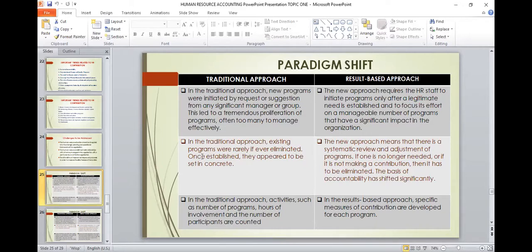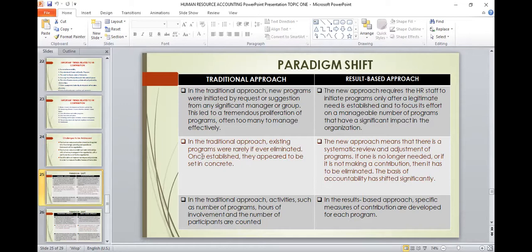In the traditional approach, we are told that programs were just initiated by request, by suggestions. This ended up creating a lot of programs because the managers would suggest new programs. The end result would be several programs that would pile up, some of which would not have any impact in the organization.